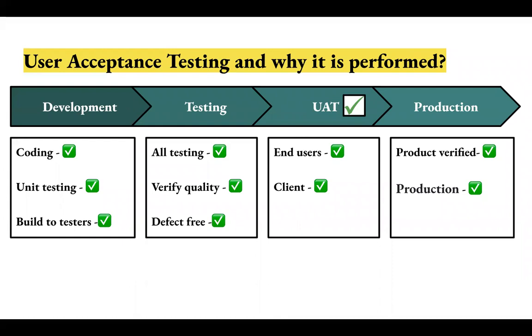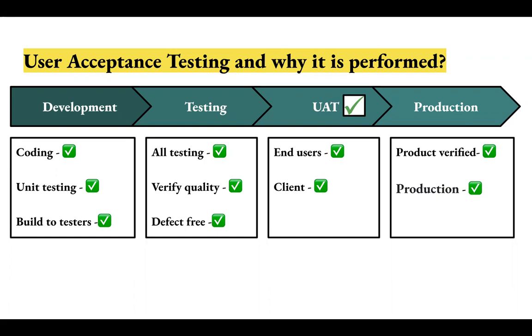When there is a need for any software product and all the requirements are clear to the whole team, then at the first stage, the development team develops the product, performs unit testing, and when their development is completed, they provide the software build to testers for testing. After that, the second stage is testing, in which the QA team performs all types of testing to verify the product quality and ensure that the product is defect free.